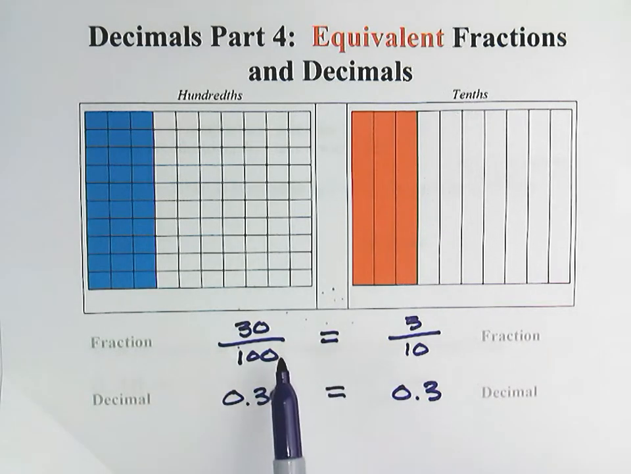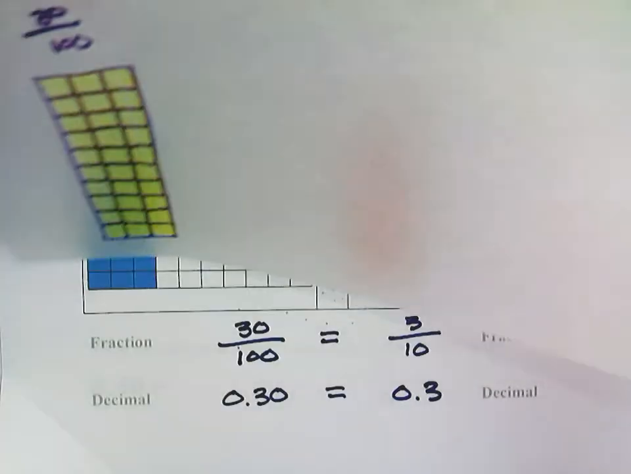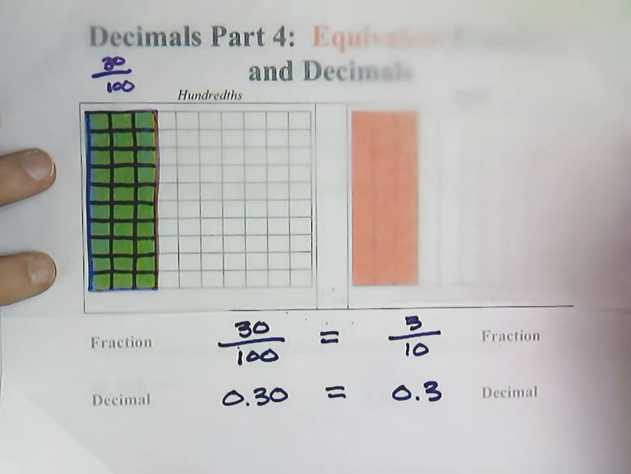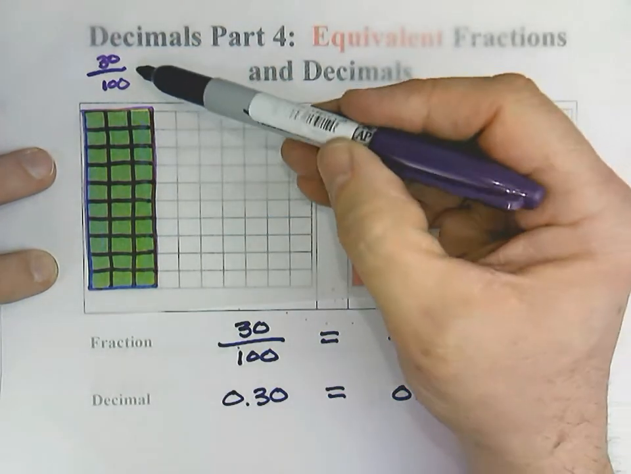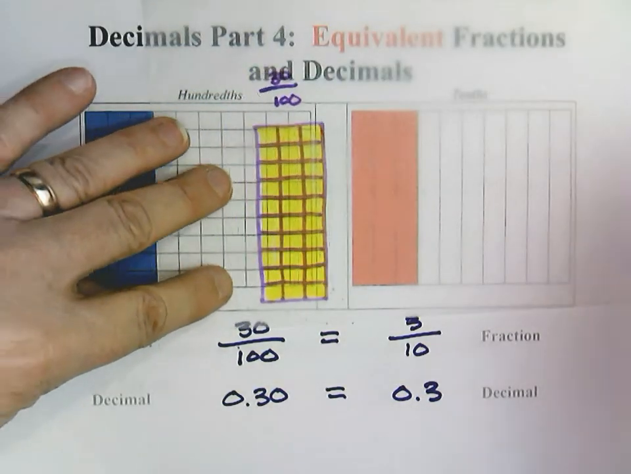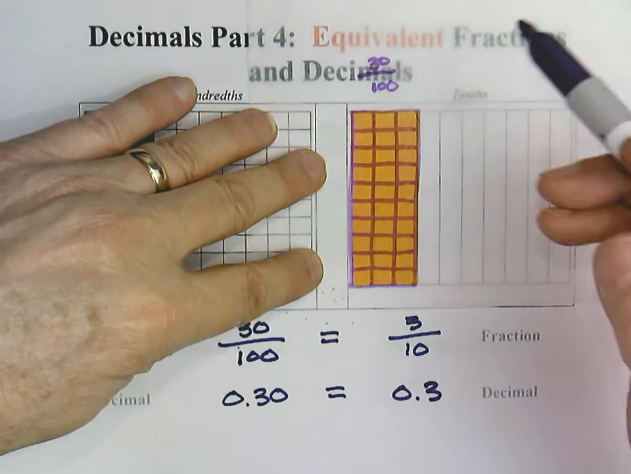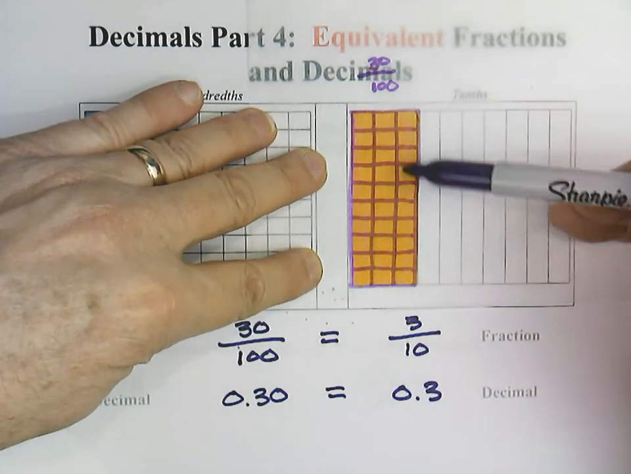Now the thought is that, well, wait a second, that's 30 and that's 3. How can that be equal? And that's 100 and that's 10. How can that be equal? Let's use the tracing paper on the models to prove that again. And you can see here we have our 30 hundredths. And if we slide that over the 3/10, that is exactly the same size.